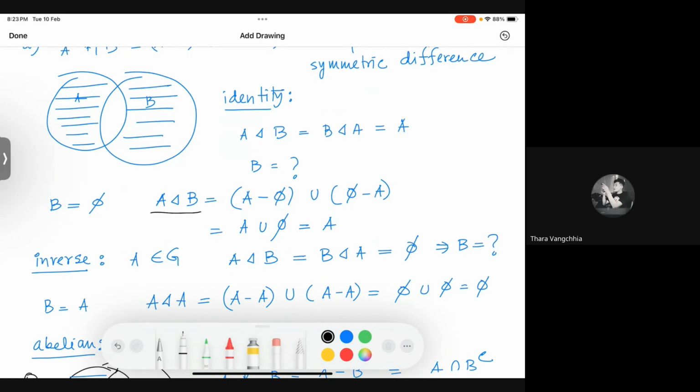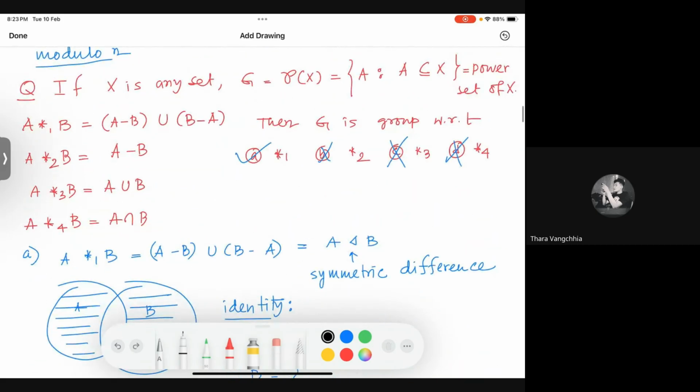So A symmetric difference B means (A minus empty set) union (empty set minus A). A minus empty set means A, and empty set minus A means empty set, since the empty set has no element. So A union empty set means A. So the empty set is the identity element of the power set of X with respect to the operation symmetric difference.